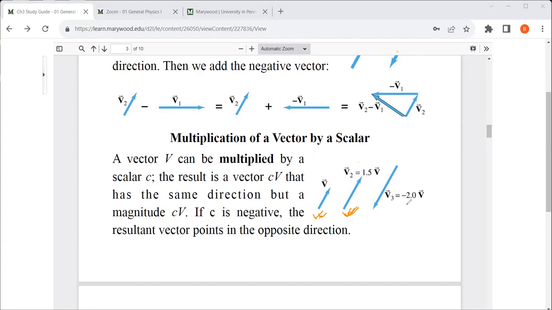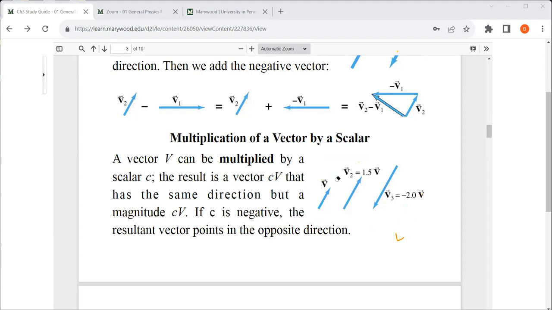Now if I want to know what minus 2v is, here we have -2, so it will be twice as long as the first v. So this is minus twice v. The negative sign is why the direction is opposite, and 2 times v means the length of this vector is twice the length of the original vector. Very simple.